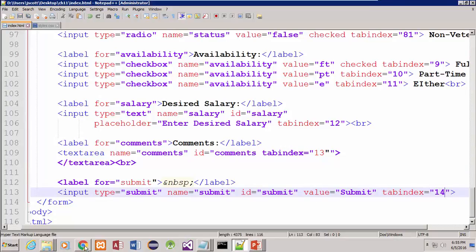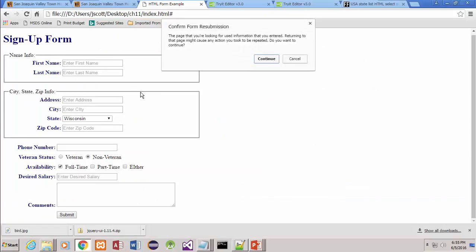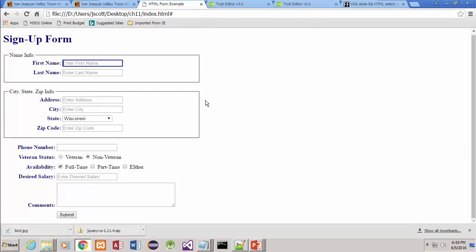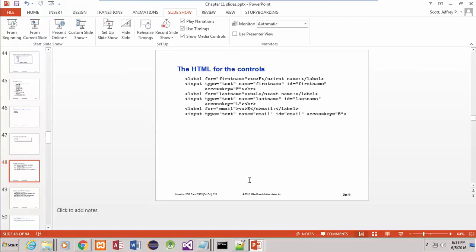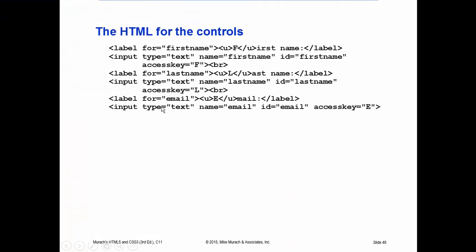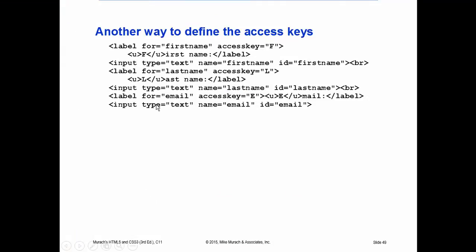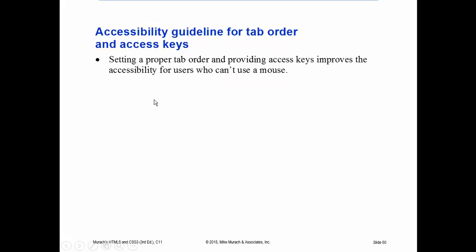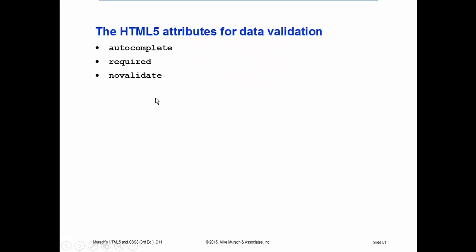Save this and I come back here now. It's the way it was set up, but it doesn't look any different. But notice when I start tabbing, I've got the right order. Everything is in there. That's exactly what I wanted to have happen. Okay, so that should be pretty much enough of that stuff. We talked a little about access keys and setting the proper tab order. This is a good place to take a break right here.